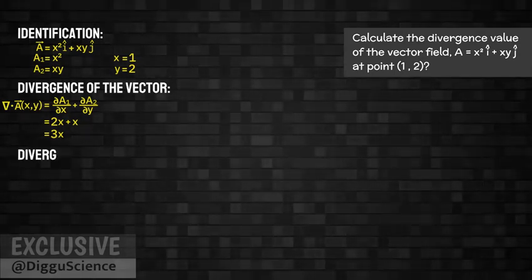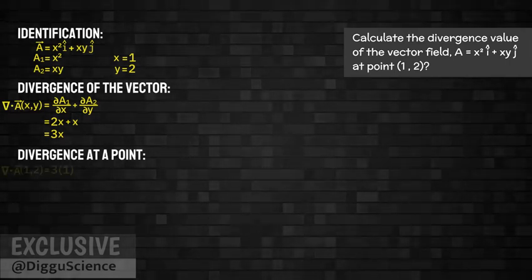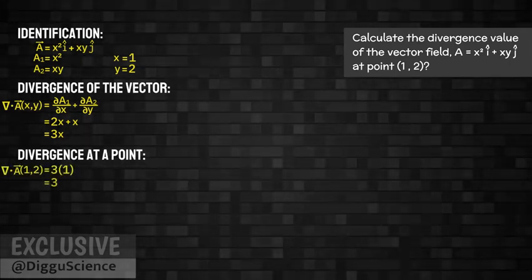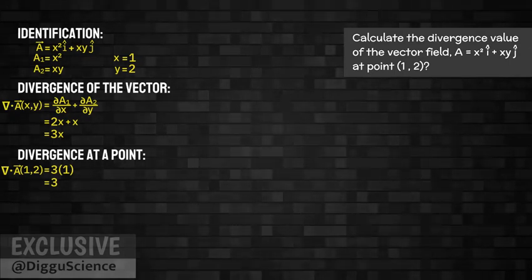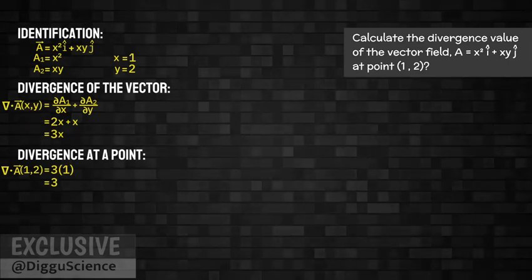Now we can calculate the value of div at a particular point. At the point 1, 2, the div of A is equal to 3 times 1, which is equal to 3. This value is positive, meaning that vector A is moving away from the test point.